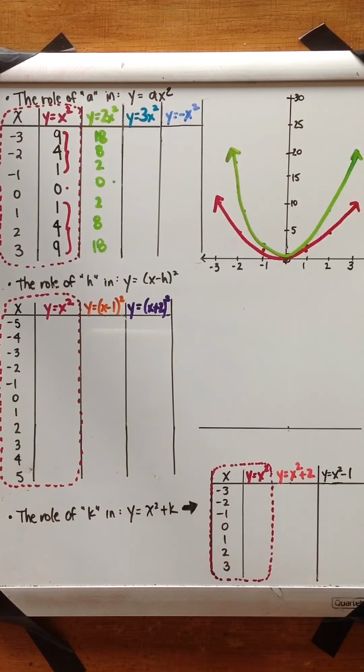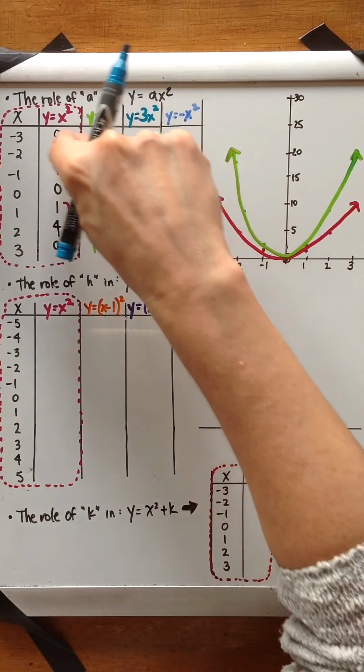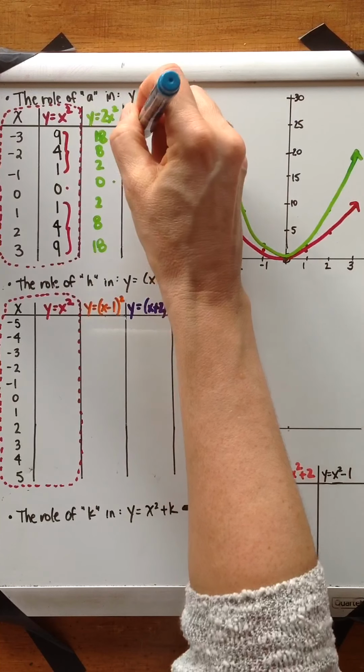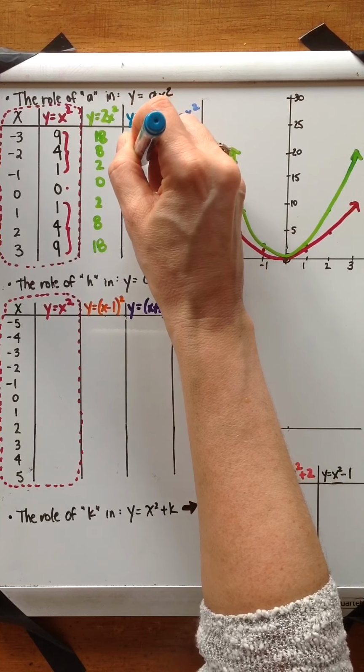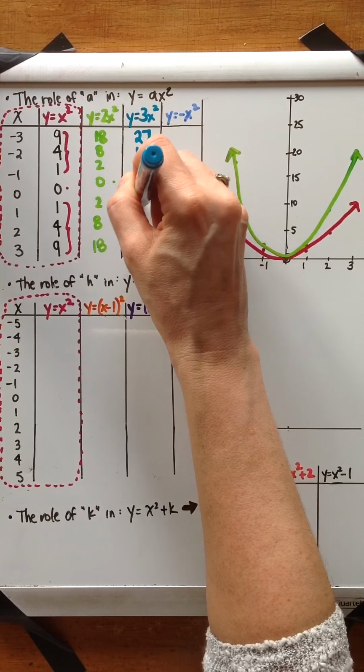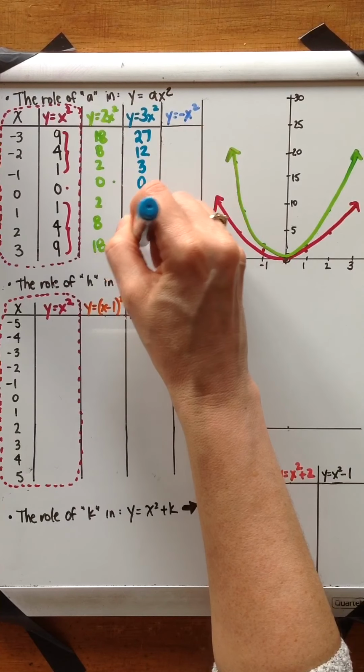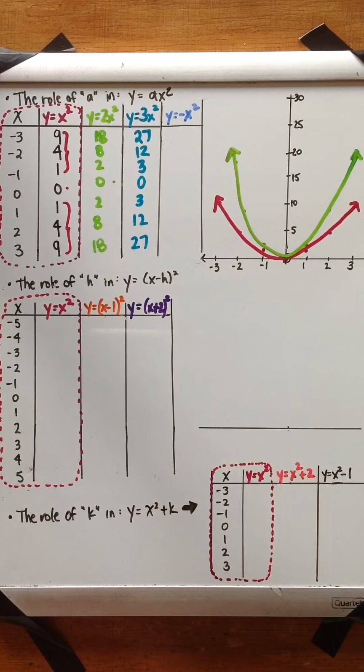So 3 times our pink one. So 3 times 9 would be 27. 3 times 4 would be 12. 3 times 1 would be 3. And we have a similar pattern going down here as well.